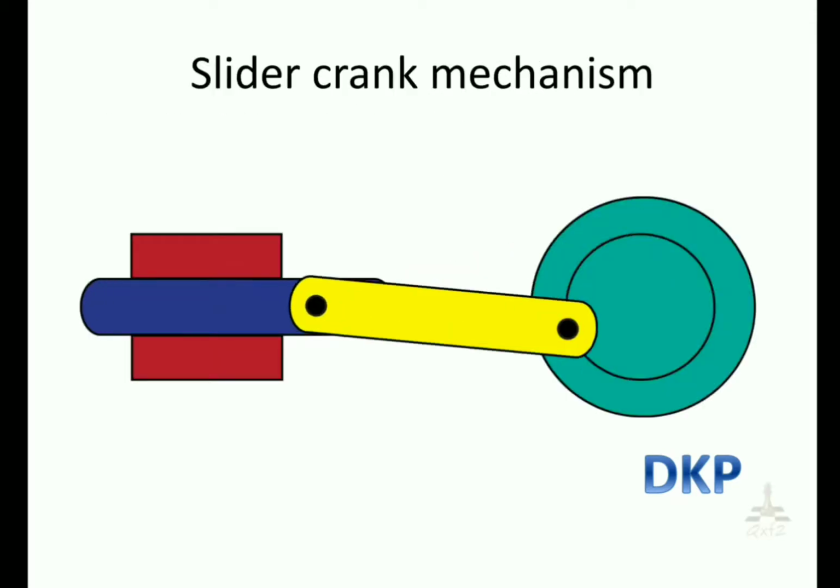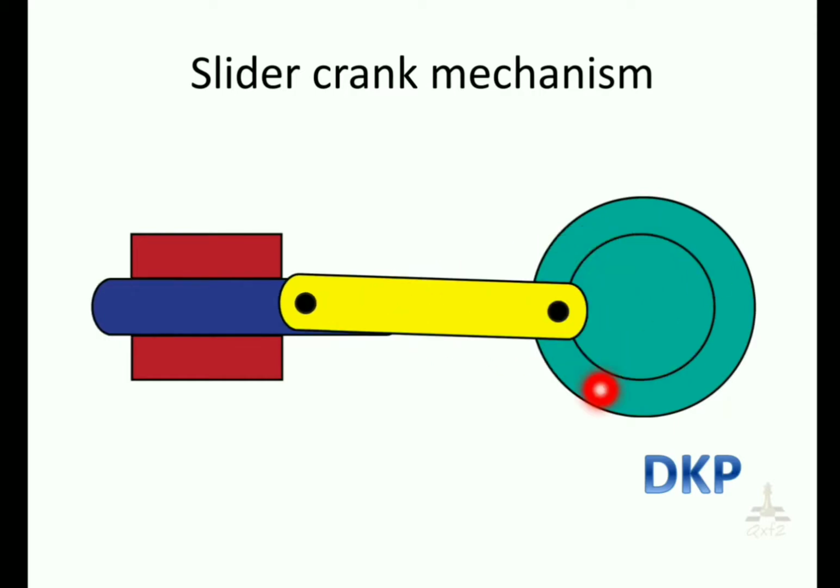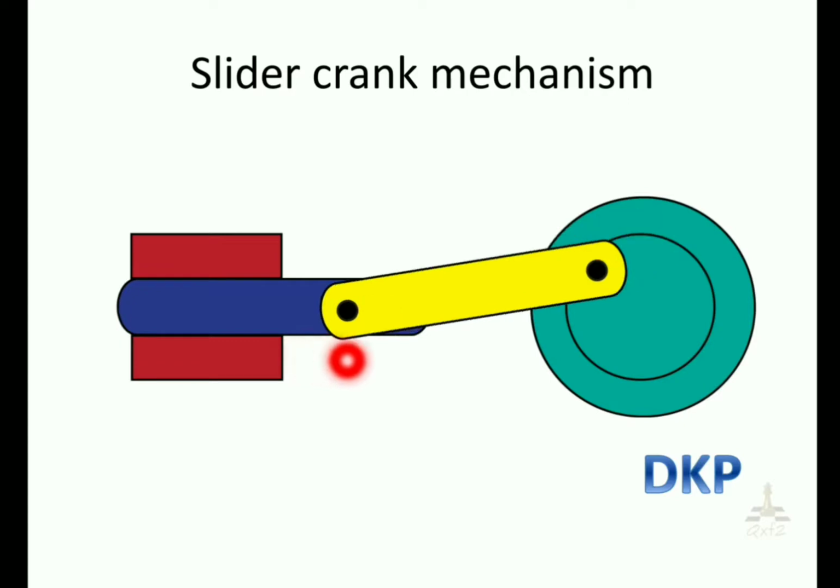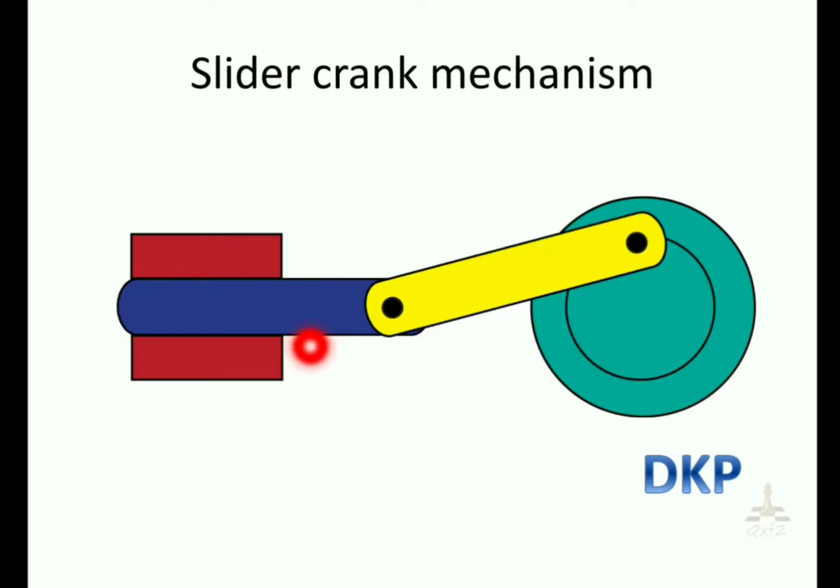Here I have taken the example of a slider crank mechanism, where we can see that this green body is continuously rotating, and because of the rotation of this green body, this blue body is translating or oscillating in the red slot. There is a body in yellow color which connects both the blue body and the green body together, and this yellow body is known as the connecting rod. The body in pure rotation is green in color, and the body in pure translation is blue in color.